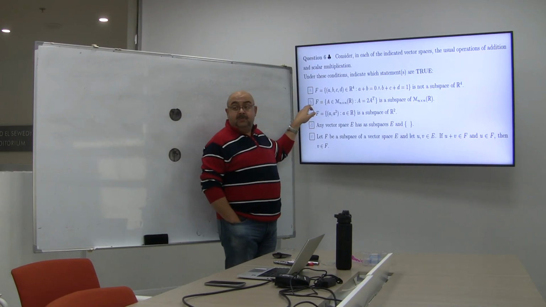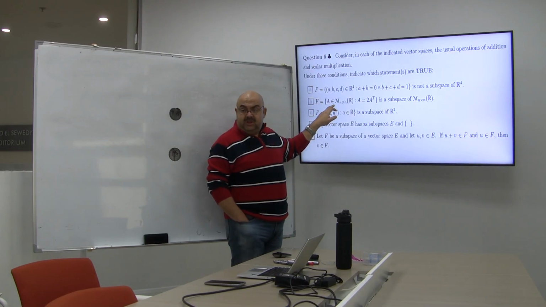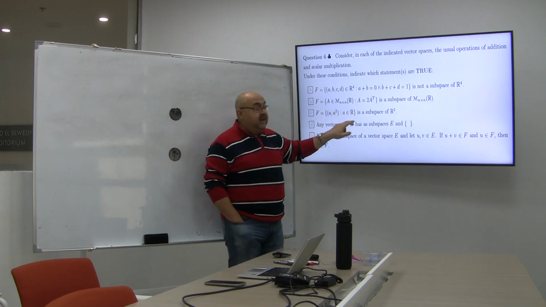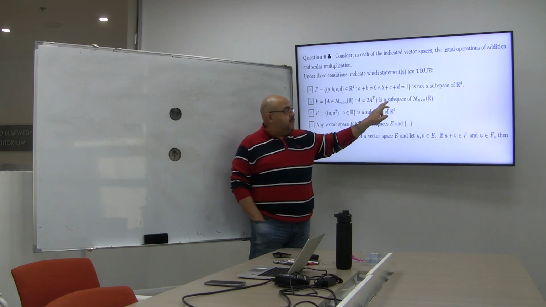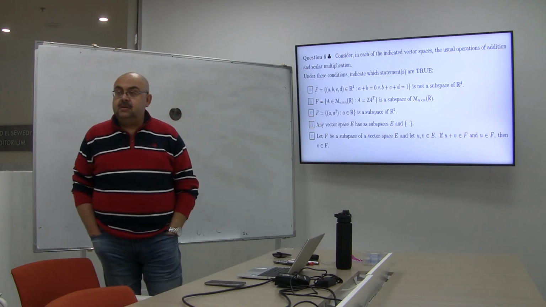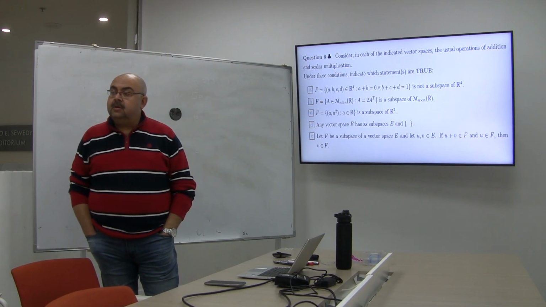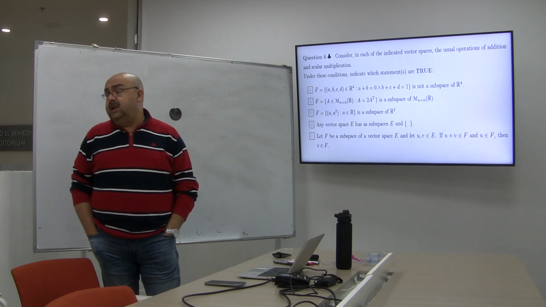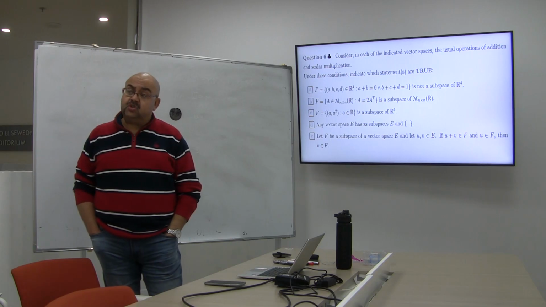Okay, for number B. Number B, he's asking you if A belongs to the set of n by n matrices, which is a squared set of matrices, such that each A is equal to 2 times A transpose. Is this a subspace of n by n matrices? Yes or no? Why yes? For the origin, if you multiply by 2, it's still going to be an origin. Do you have matrices which satisfy the relation A is equal to 2A transpose?